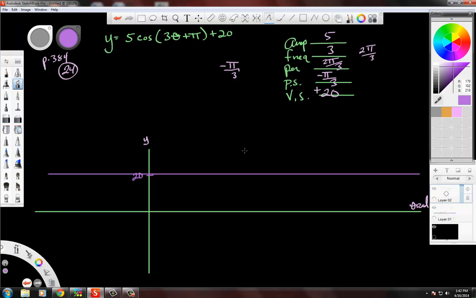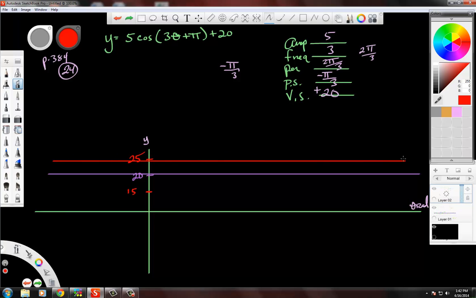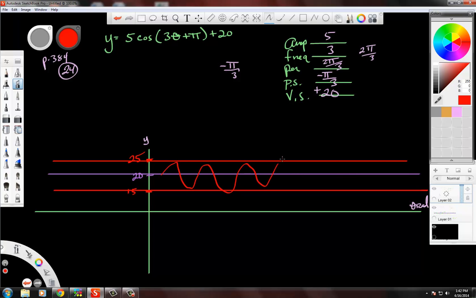And from there, we will figure out the amplitude. And the amplitude is 5. So we'll come up 5. We'll call that 25. And we'll go down 5 and make that 15. And I'm going to make my little fences. Let's try that again. All right. There. And there, hitting those lines perfectly, as you can see. Perfectly. Now, so basically those are the fences that's going to contain this as we graph it. Now we have our vertical shift handled.